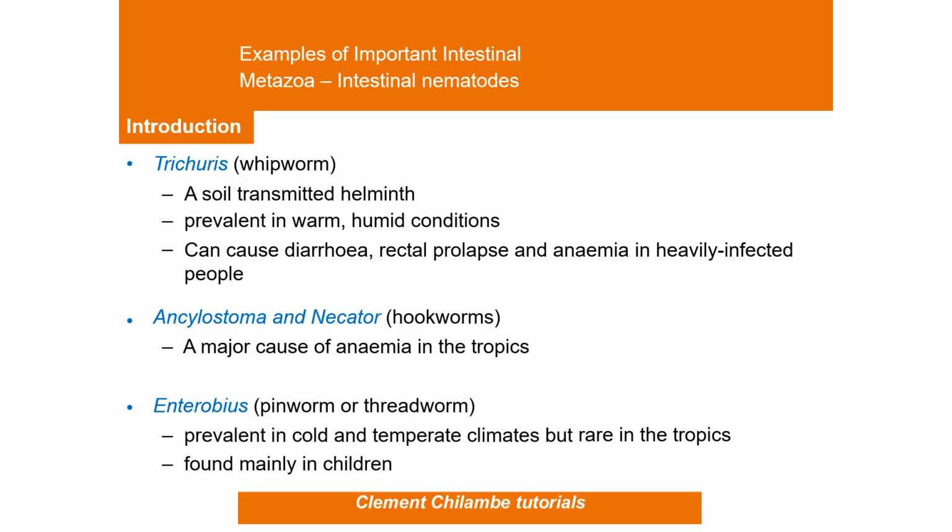Remember the classification under metazoa. We're discussing the metazoa here. Then Ancylostoma and Necator, these are actually hookworms. They are a major cause of anemia in the tropics. And then Enterobius, the pinworm or threadworm. These are prevalent in cold and temperate climates, but they're actually rare in the tropics. And they're found mainly in children. They are examples of what? Intestinal nematodes. Okay, so we've discussed Trichuris, Ancylostoma, Necator, and Enterobius.